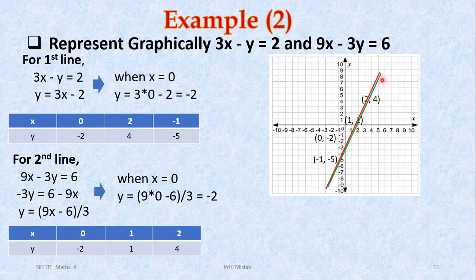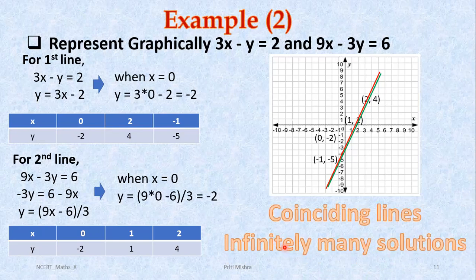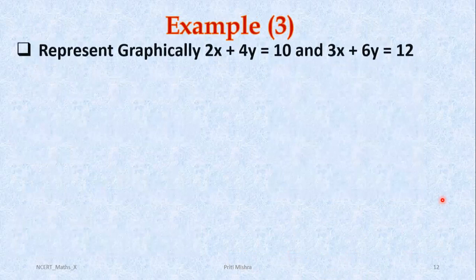If it is belonging to the first line, then that point is belonging to the second line too. So here you can see this is the question which is representing coinciding lines. Coinciding lines means infinitely many solutions. So we have done this question too. Let's start our third question.